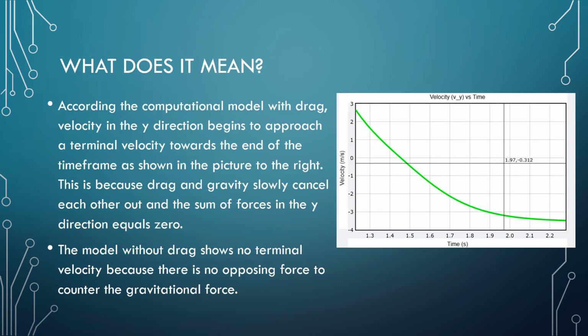In the model with drag, velocity in the y direction begins to approach a terminal velocity towards the end of the time frame, as shown in the picture to the right. This is because drag and gravity slowly cancel each other out, and the sum of forces in the y direction equals 0. The model without drag shows no terminal velocity because there is no opposing force to counter the gravitational force.